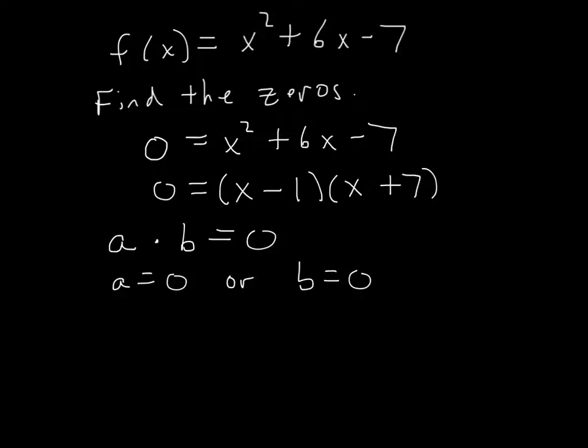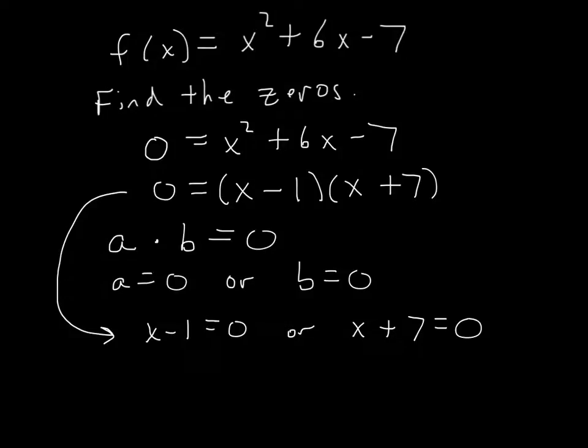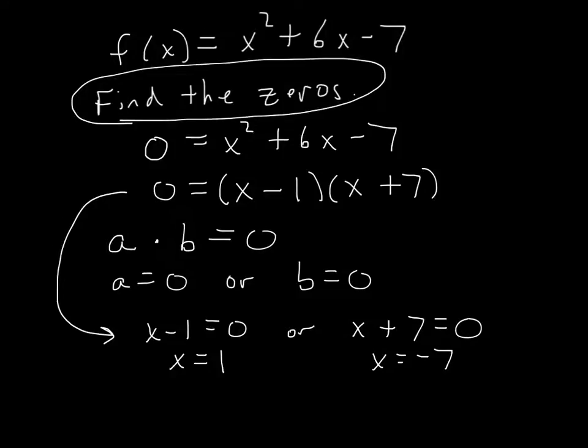How does that help us? Because now we know, let's go back, we're starting from here now, okay? And we know that that means that x minus 1 equals 0, or x plus 7 must equal 0. And now we're solving super basic little equations. We know that x equals 1, x equals -7. The question said, find the zeros. There it is right there. And we found them. It's right there. Those are the two answers to that problem.